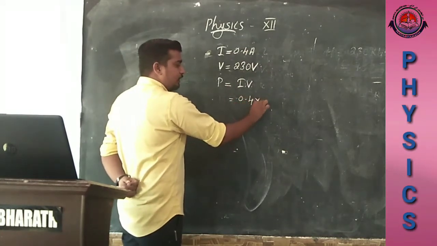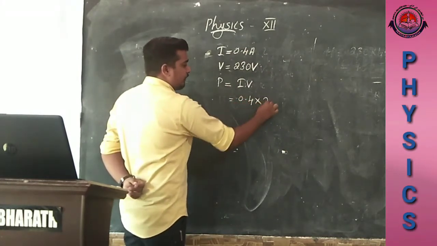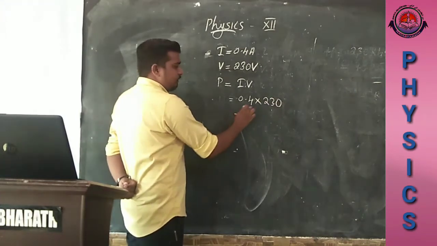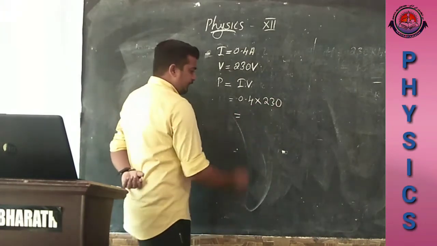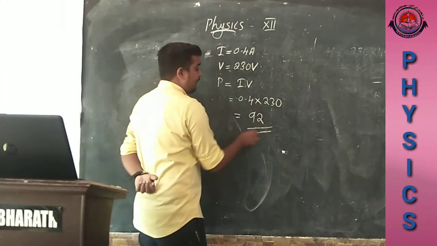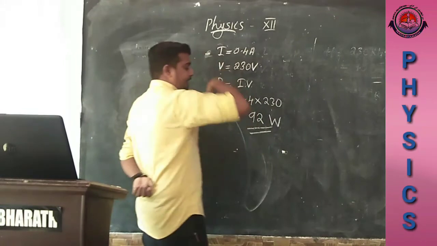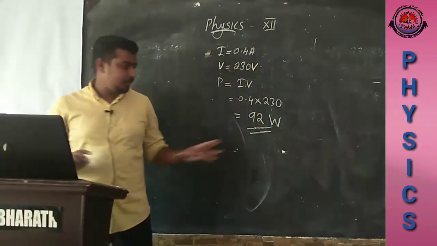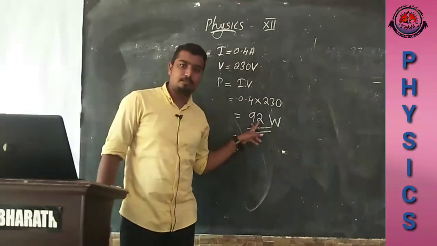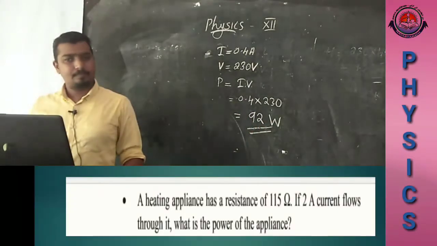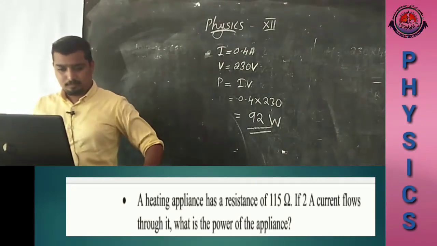Substituting these values, 0.4 into 230. 4 into 23 is 92. So 92 watt. Watt is the unit of power. That is, here the power of the electric bulb is 92 watt. Okay, the next question.